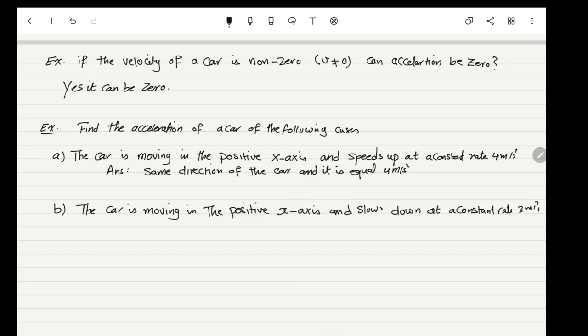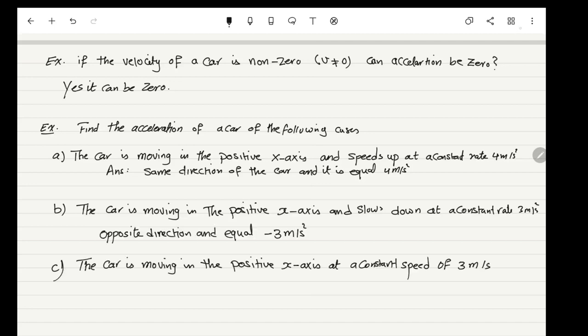B, the car is moving in the positive x-axis and slows down at a constant rate of 3 meters per second squared. For this case here, the acceleration is in the opposite direction of the car, and in this case, it's equal to minus 3 meters per second squared. Now C, the car is moving in the positive x-axis at a constant speed of 3 meters per second. In this case, the constant speed means that the acceleration is 0.